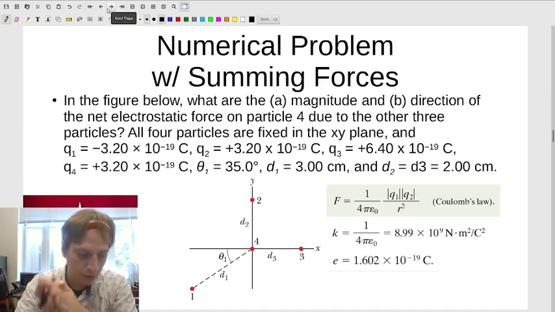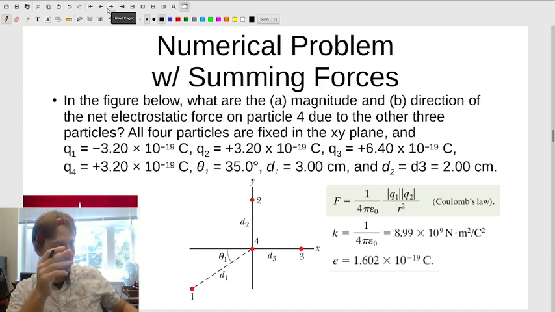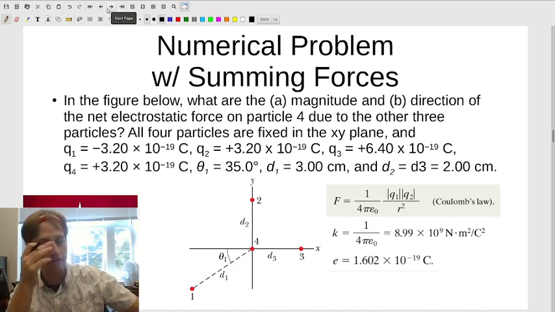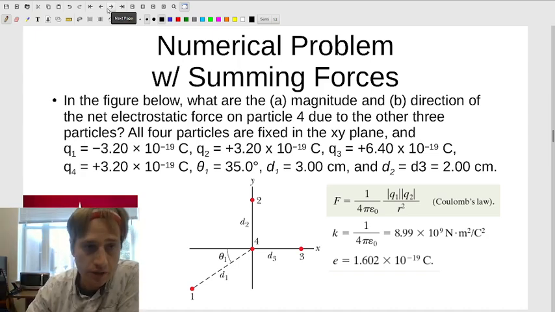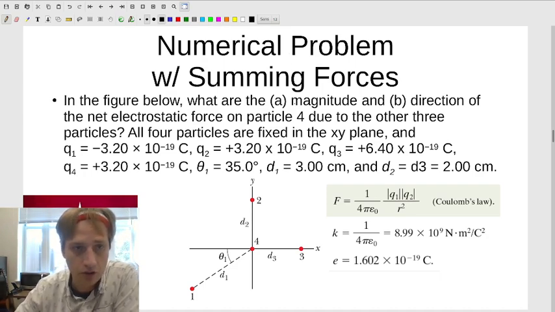When you actually put in all the numbers and ask for the force as a vector, it turns out to be quite a bit of work. So it says, in the figure below, what are the magnitude and direction of the three net electrostatic forces on particle E due to the other three particles? All four particles are fixed in the xy plane, and they have these teeny tiny little charges.